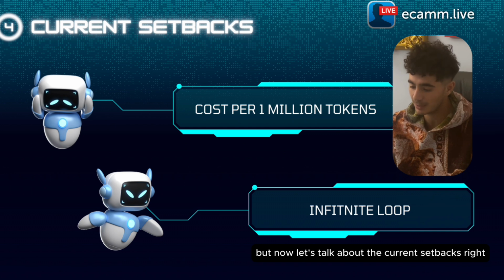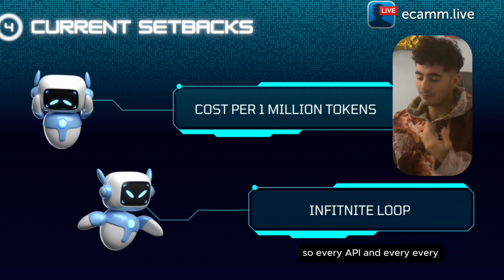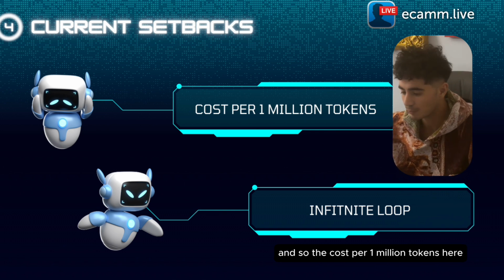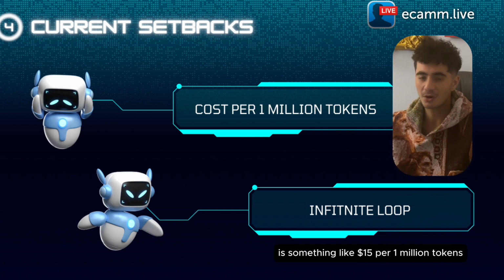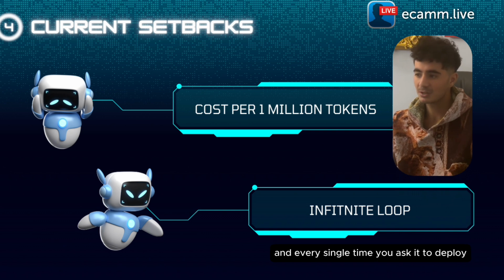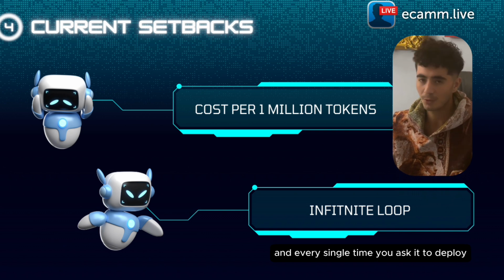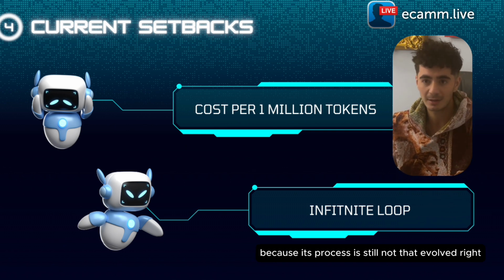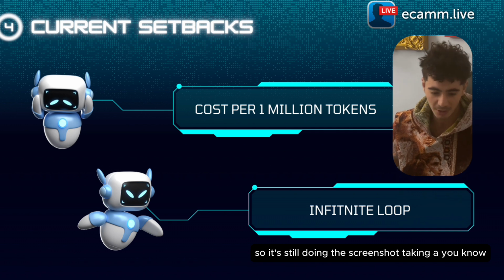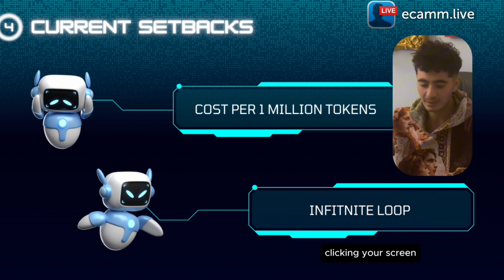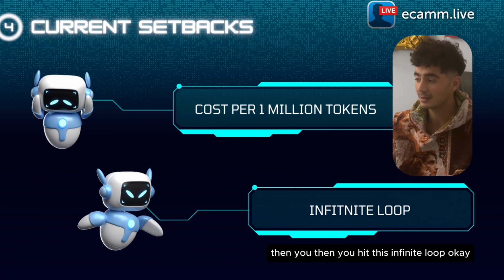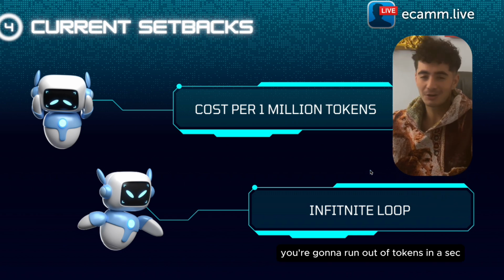But now let's talk about the current setbacks, right? So every API and basically every AI company has a pricing structure, right? And the cost per 1 million tokens here is something like $15 per 1 million tokens. And every single time you ask it to deploy a task, it uses a huge amount of tokens because its process is still not that evolved, right? So it's still doing the screenshot, clicking your screen, then taking another screenshot, clicking your screen. And if it gets it wrong, then you hit this infinite loop. And if you hit this infinite loop, you're going to run out of tokens in a second.